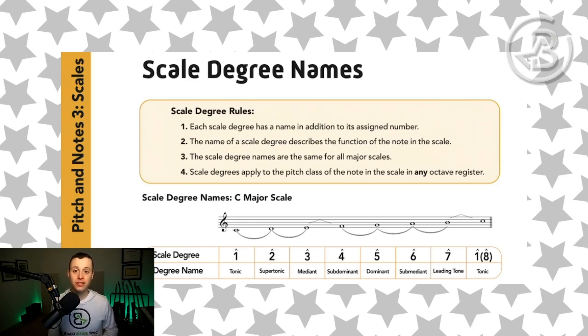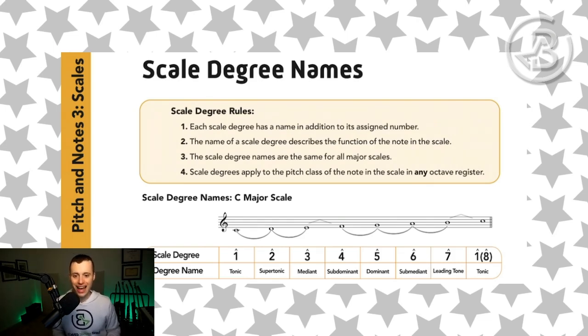So it's very important that you remember these names, because the names of these scale degrees are not only going to show up again in this book, in this course, but in future books, future courses, and also in other music theory that you might learn for the rest of your life. So pay attention to these because these are important.